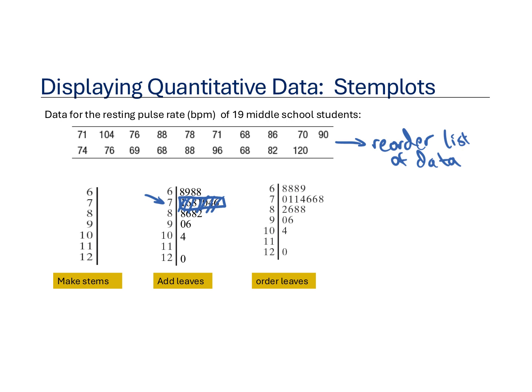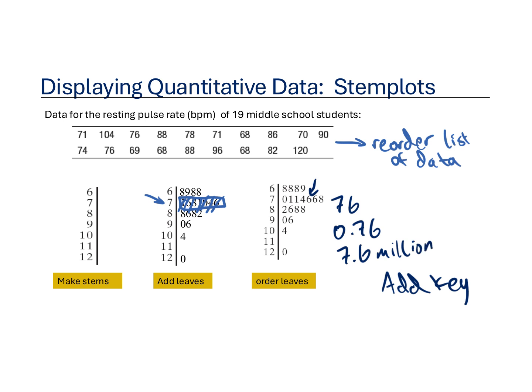Cool, we're almost done. Except there was a fourth step that was add a key. I'm going to write it here in my janky handwriting, but we know it's going to look nicer on the next slide. So add a key. The key tells us what is going on here because this 6 right here, I don't know if that's 76. I don't know if that's 0.76. I don't know if that's 7.6 million. I also don't know, is that $7.6 million? Is that 0.76 pounds? So that's what our key is going to tell us.